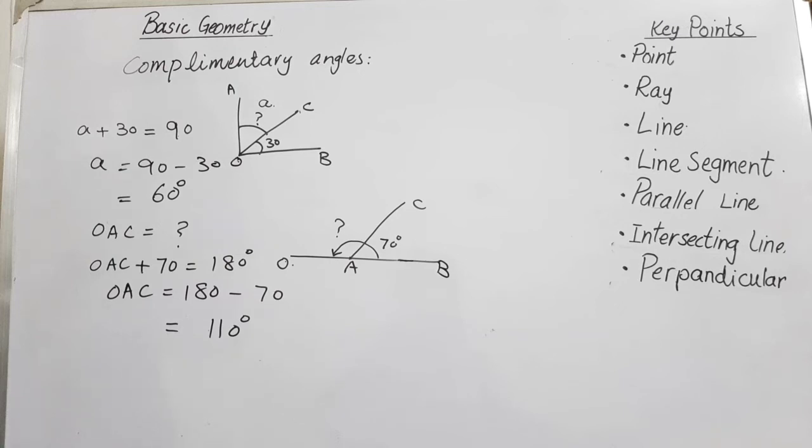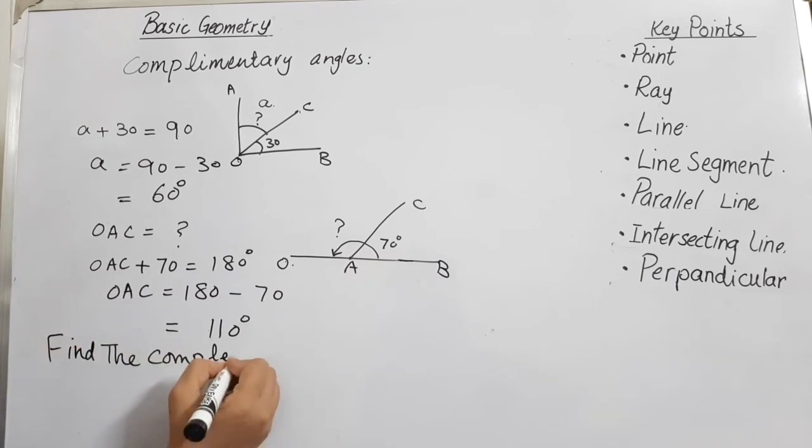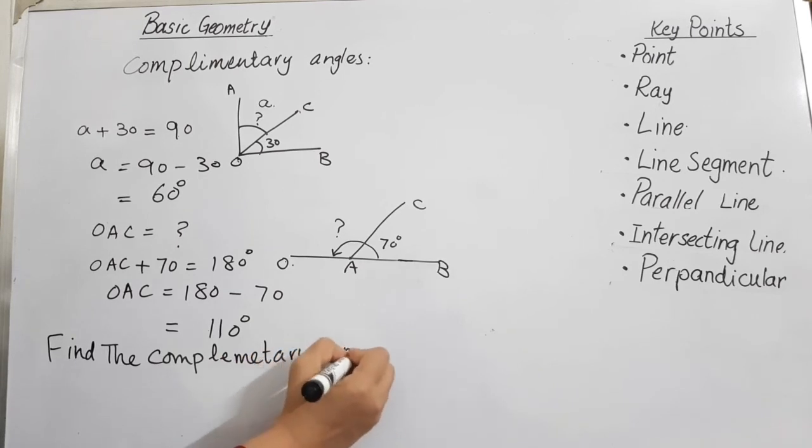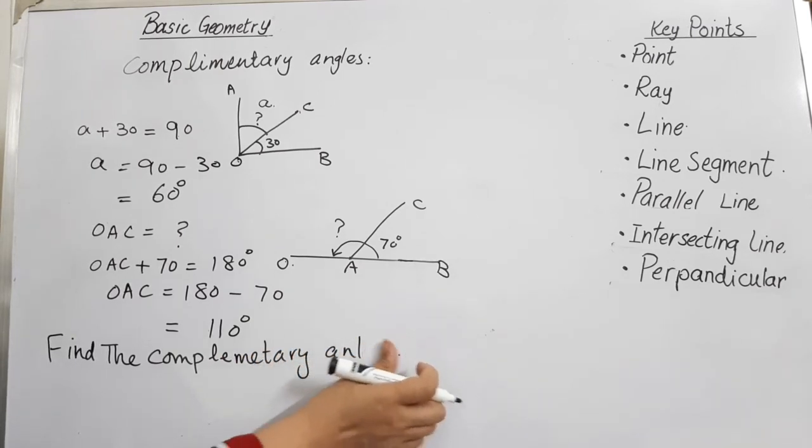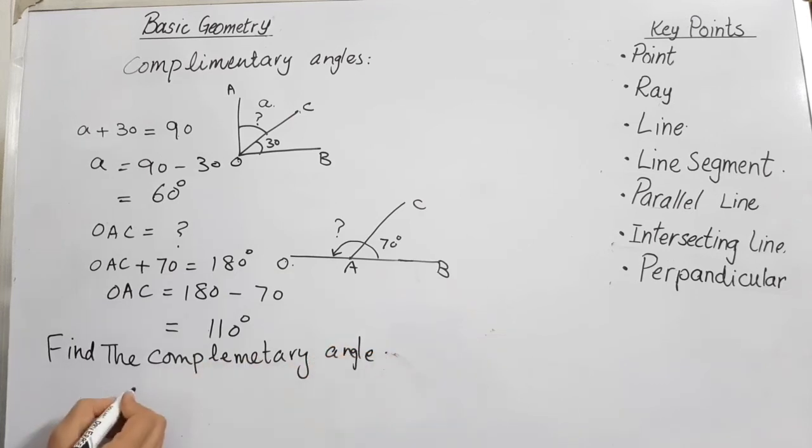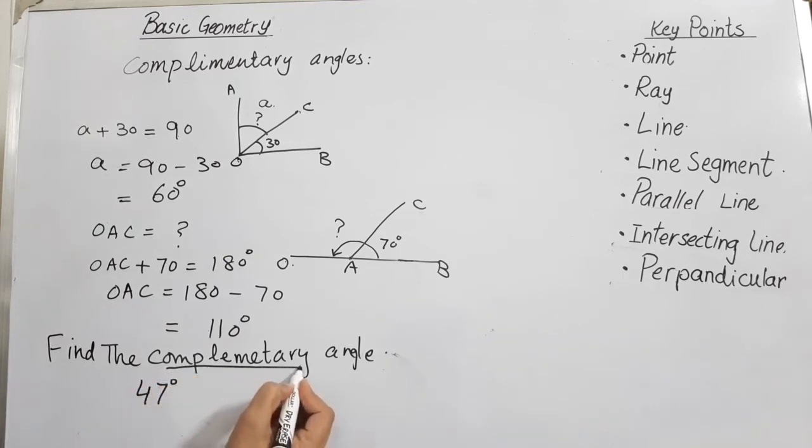If there is a statement to find the remaining angle of a complementary angle, find the complementary angle, and one angle is given to you, say 47. You know the total of complementary angles, so you simply do 90 minus 47 is equal to 43.